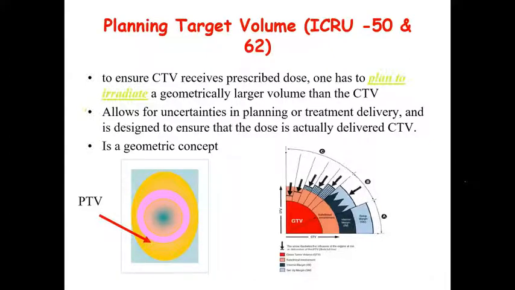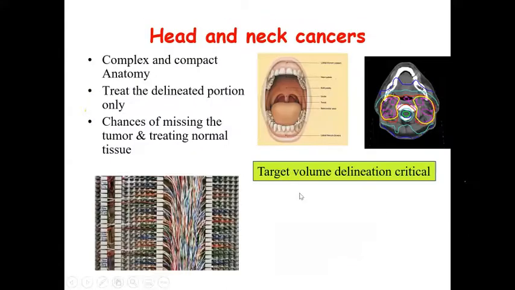Now, if you look at the picture, this is the famous figure from the ICRU reports, and it takes into account the margin that you can safely adopt for your PTV in different scenarios, and what would happen if the organ at risk, the OAR, were to come very close to your PTV or your CTV. How do you deal with that situation?